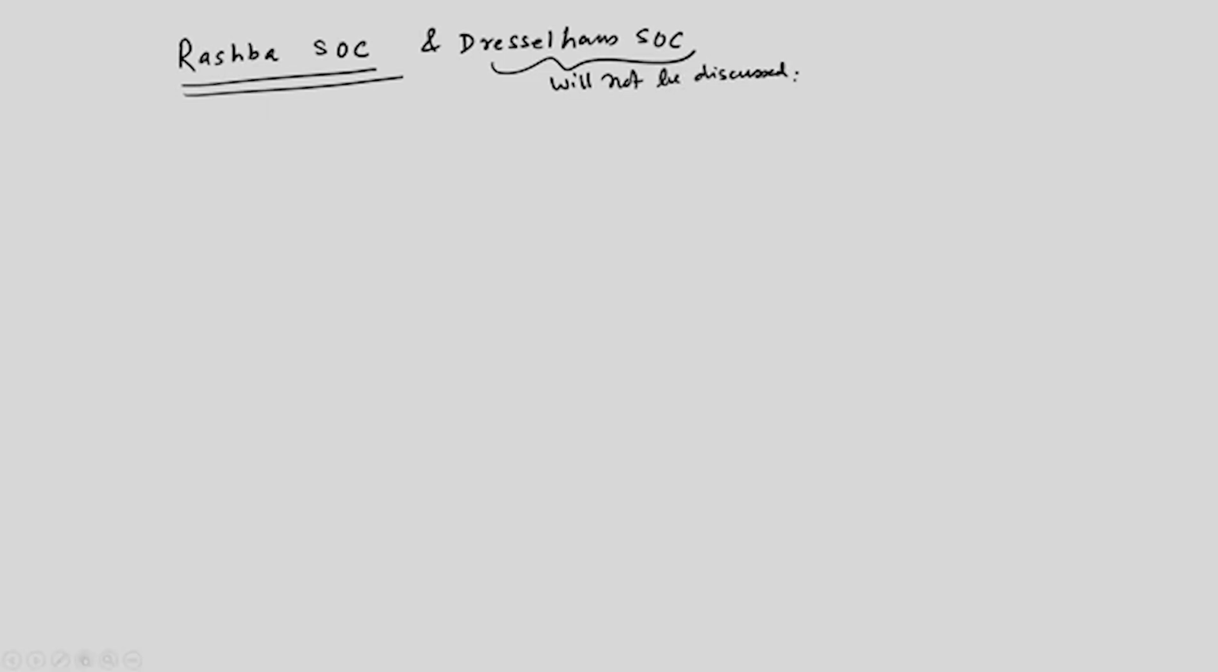That does not mean that it is not important. It is important in certain doped semiconductors, but in the context of two-dimensional materials such as graphene, the Rashba spin orbit coupling, even though the magnitude is very small, can probably be tuned using an external gate voltage. So, that is why it is important.